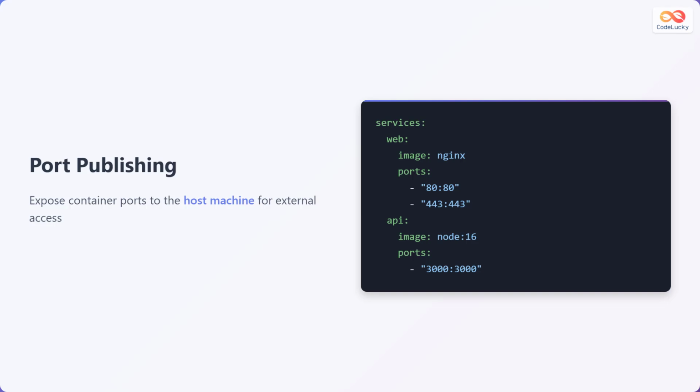You can expose container ports to the host machine for external access. This is done using the ports directive in your Docker Compose file. Here we have the Web and Application Programming Interface services, and both are publishing ports. The web service is publishing port 80 and 443. The Application Programming Interface service is publishing port 3000. This configuration allows you to access these services from your host machine or from external networks.